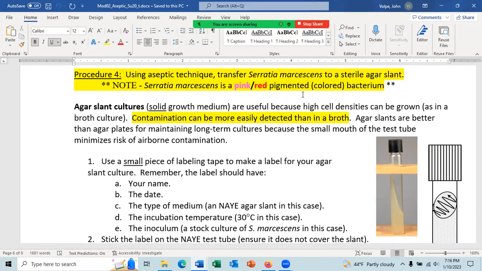For procedure 4, we're using the same bacteria, Serratia marcescens, but we're going to be inoculating a sterile agar slant. And an agar slant is solid. Contamination can more easily be seen on a slant or a plate than in a broth, because if you have even only a little bit of contamination, you will note the coloration isn't correct in one area where you have the bacteria growing. Any question about any of that? So normally you'll streak it out something like that on the slant. And if it's all red, then there's no contamination. But if one area has a different color, like off-white, then you have a contaminant.